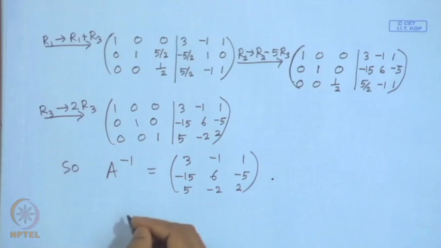So, this is how we find the inverse of a matrix by applying the Gauss-Jordan elimination method, and this method is very useful and one can implement it in a computer also and find the inverse of a matrix. That is all for this lecture. We will stop here.